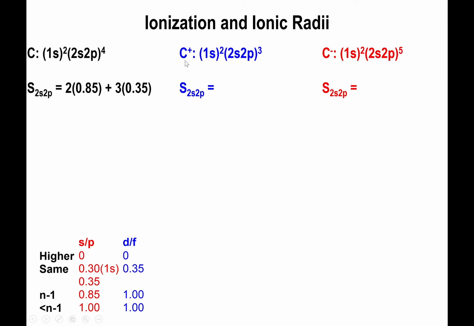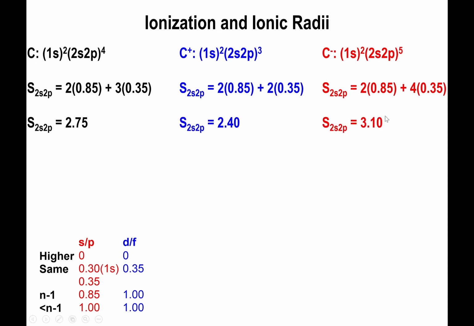For the cation portion, only 2 electrons in the same group shield the third one, but you still have the 2 electrons in the 1s orbital shielding with a factor of 0.85. The anion, on the other hand, has 5 electrons on the valence group, so you have 4 electrons within the same group that are shielding the fifth one with 0.35, and you have the 2 electrons in the 1s orbital shielding with 0.85. So when you multiply the corresponding numbers and add them together, you find out that the shielding constants are equal to 2.75, 2.40, and 3.10 for neutral carbon, cationic carbon, and anionic carbon respectively.